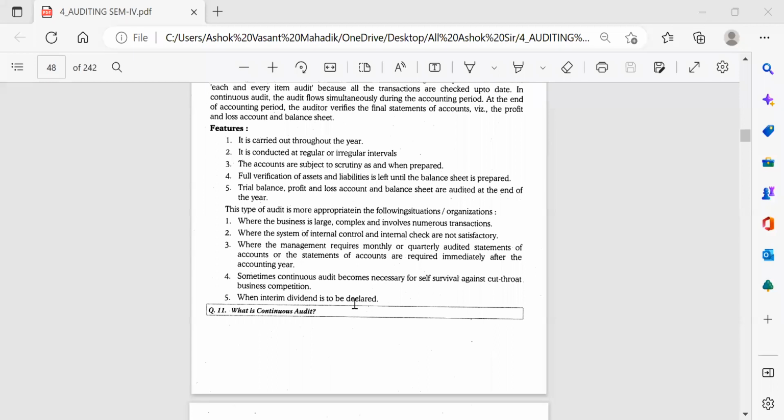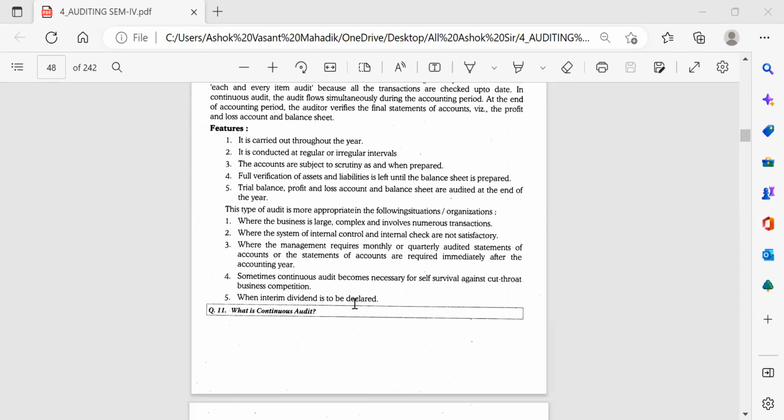It is carried out throughout the year. It is conducted at regular or irregular intervals. Means they may go thrice in a week. Sometimes they may go four times in a week or just once in a week. So there may be gaps, but work is going on throughout the year. Clear? The accounts are subject to scrutiny as and when prepared. So whenever accounts are ready, the company staff informs the auditor that this much section is ready, so they can come and check the books of accounts.